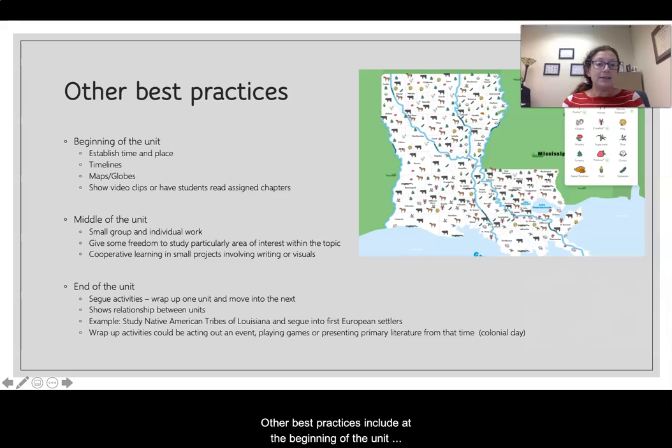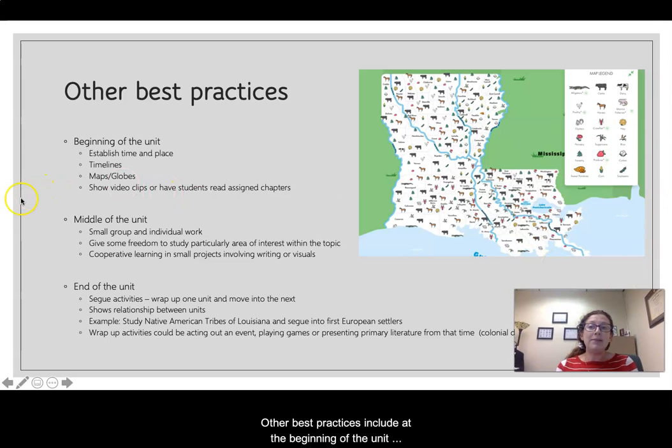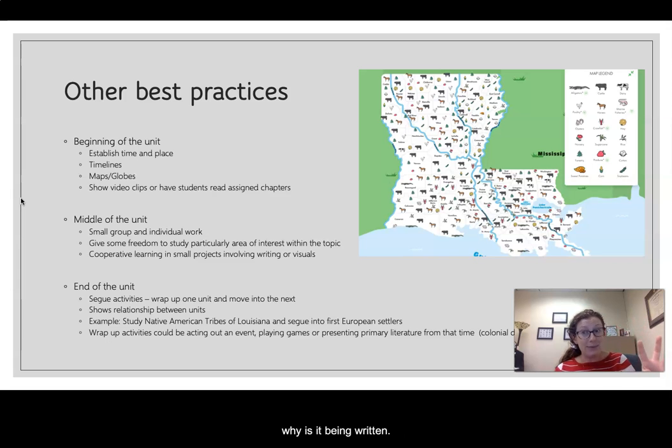Other best practices include, at the beginning of the unit, you really do need to establish a time and a place. So you need to show them where we are in history, where we are in the world, what is happening during this time, so that you're not just teaching the Declaration of Independence in a bubble, but your students understand what is happening while this document is being written and why it is being written.